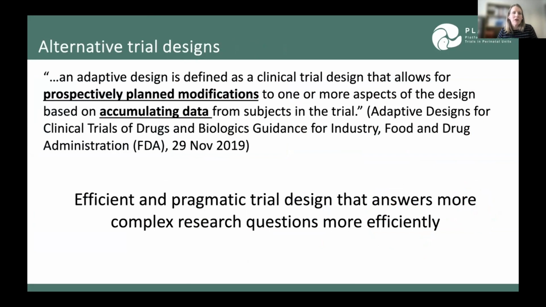So there's been a lot of talk about what alternative trial designs might be better, and certainly an adaptive platform trial is one such method that's gained a lot of interest in recent years. So an adaptive design is defined as a clinical trial design that allows for prospectively planned modifications. So we're not just making it up as we go. We say before we start what we're going to do, but modifications to one or more aspects of the design, and that's based on the data that's accumulating within the trial. And that's the FDA's description of it. But essentially, it's a more efficient and pragmatic trial design that allows us to answer more complex research questions more efficiently.